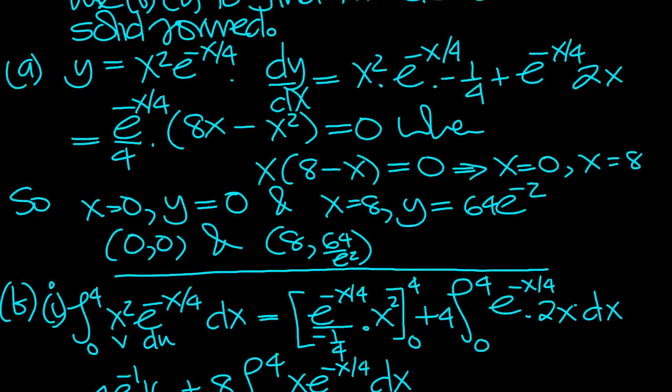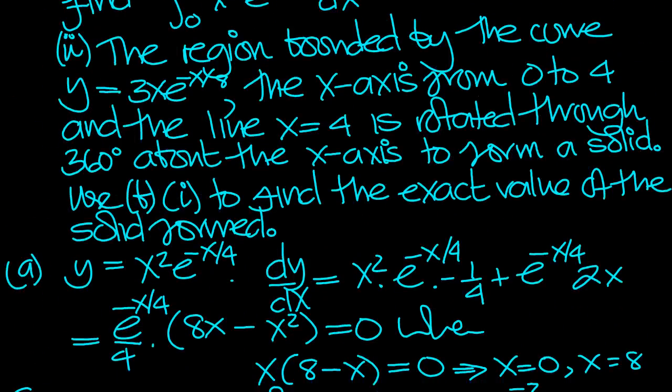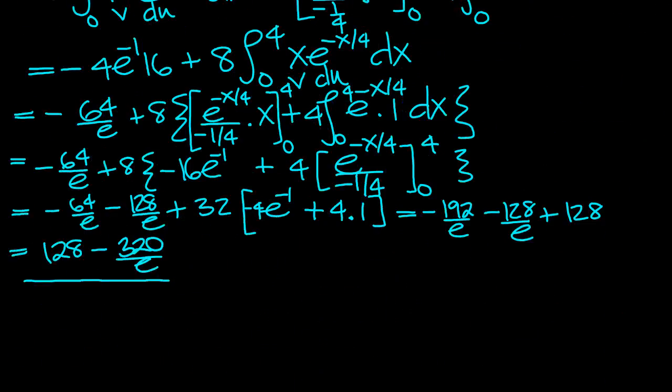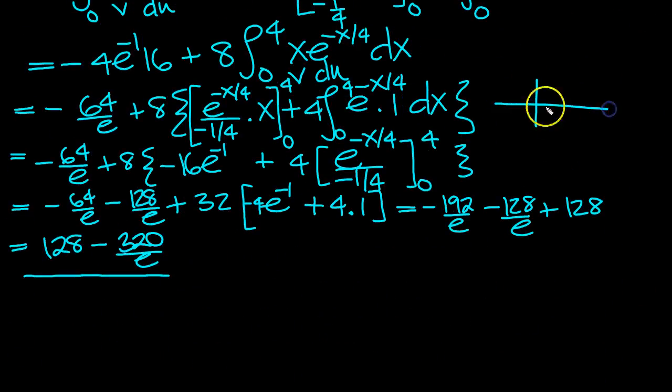Now let's have a look at B, part 2. The region bounded by the curve here, 3x e to the minus x over 8, and the x-axis from 0 to 4, and the line x equals 4, is rotated through 360 degrees about the x-axis to form a solid. So I'll do a little picture here. It was from 0 to 4, say, just for illustrative purposes.